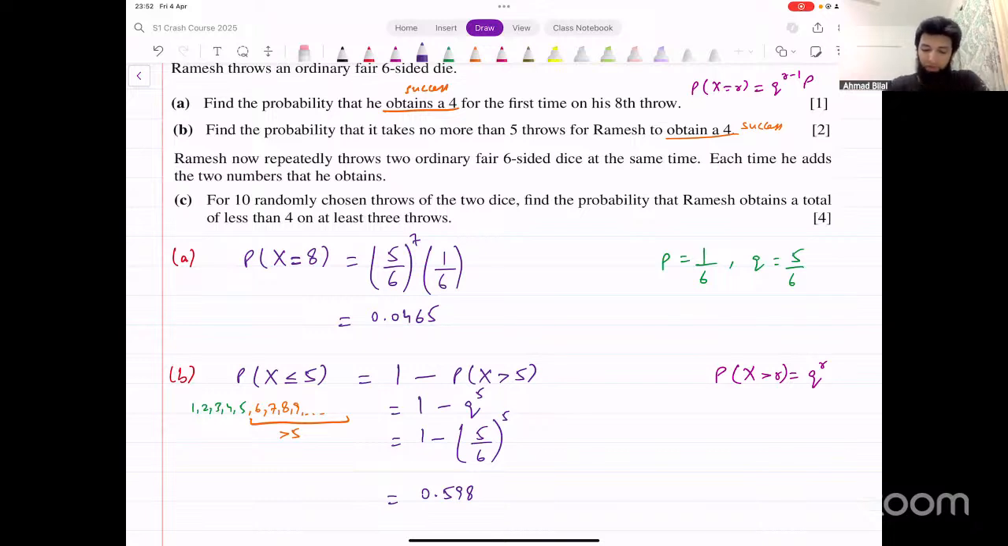What we are looking for now is, for 10 randomly chosen throws, what's the probability that he obtains a total of less than 4 on at least 3 throws? Is it a geometric distribution?